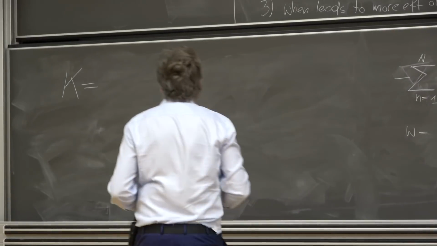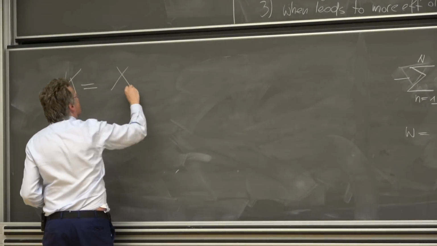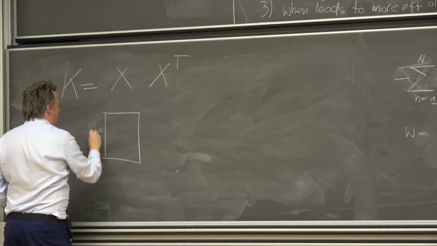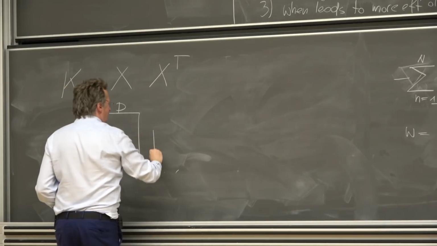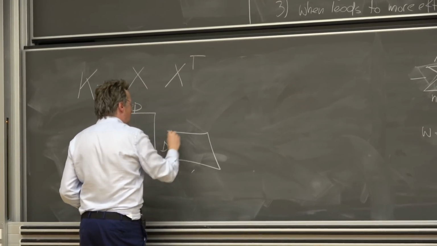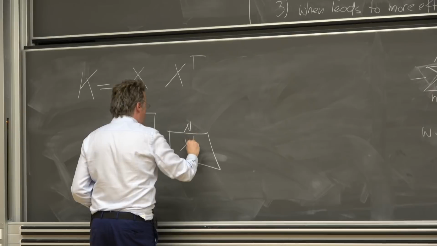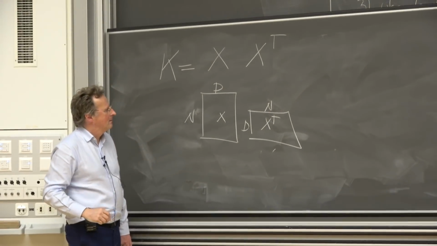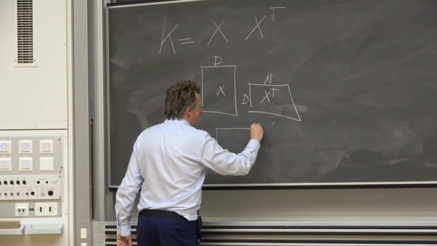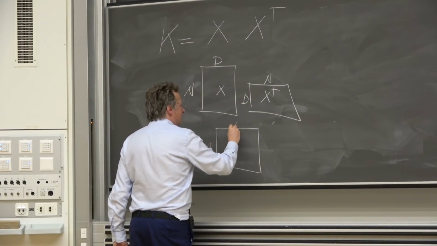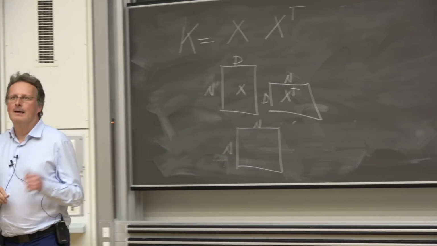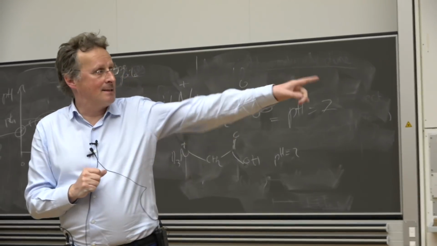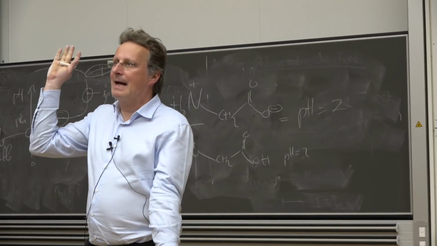So that's just x times x transposed. Let's look: X was n times d, and X transposed is d times n. So this means that the kernel has dimension n by n. And the only thing that this optimization depends on is exactly the inner product.